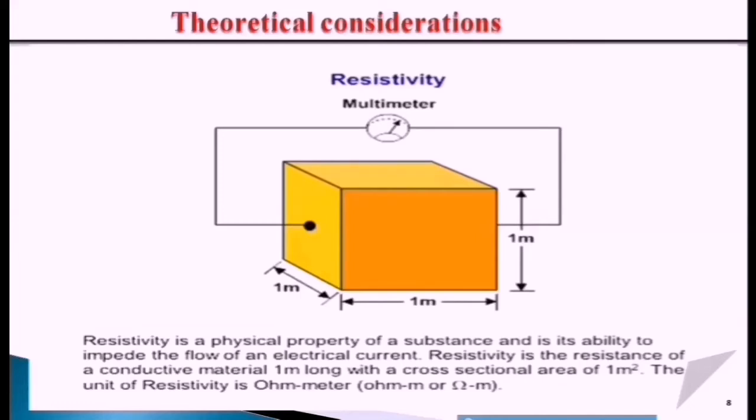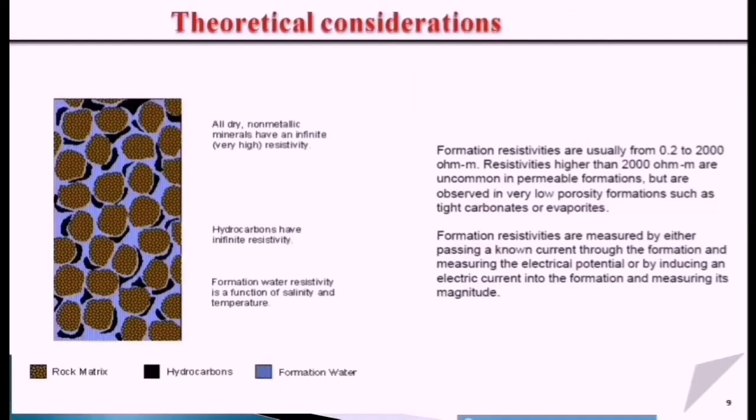This illustrates the definition of resistivity in a little more detail. Resistivity is a physical property of a substance and its ability to impede the flow of electrical current. Resistivity is the resistance of a conductive material 1 meter long with a cross-section area of 1 square meter. So the unit of resistivity is the ohm meter. Okay. So in general, the rock formation is composed of the rock matrix and the pore space, which is filled with the hydrocarbon and the formation water.